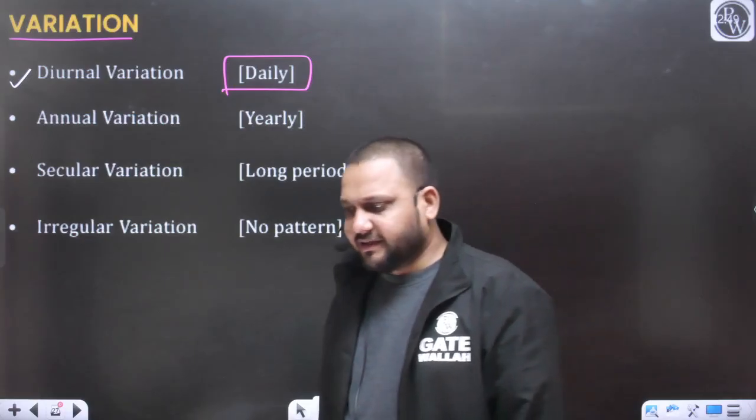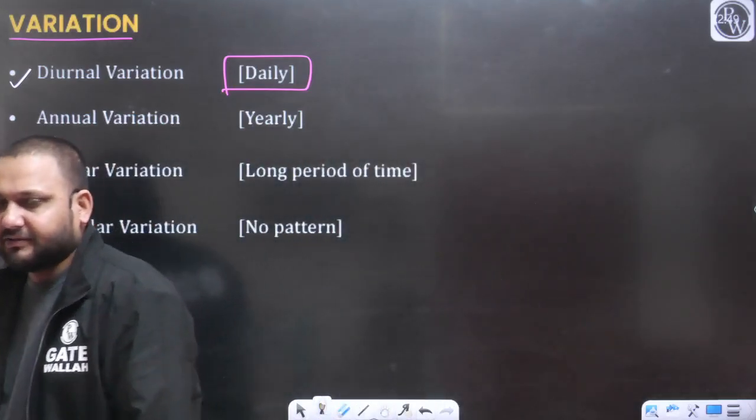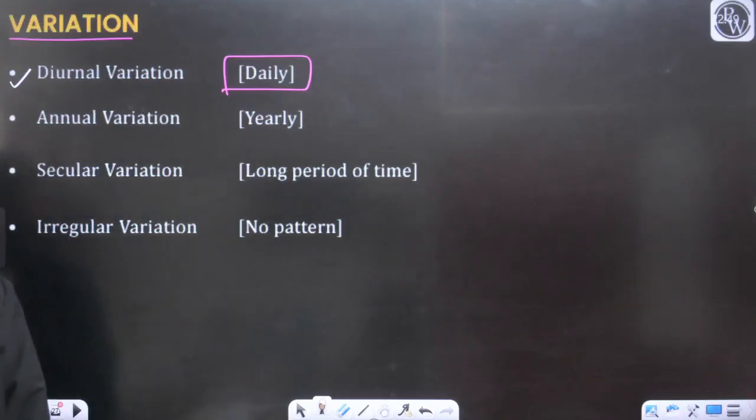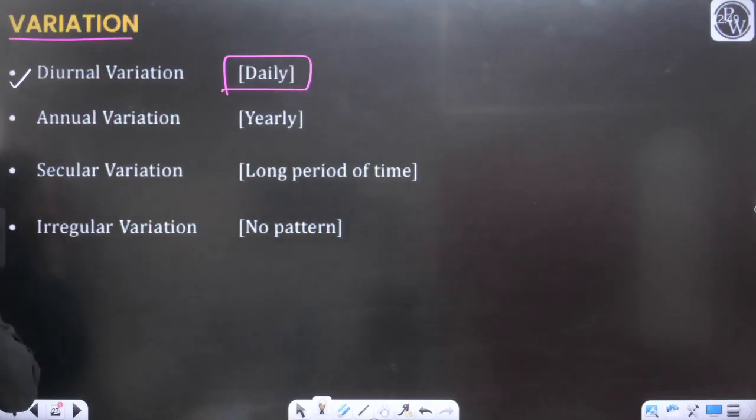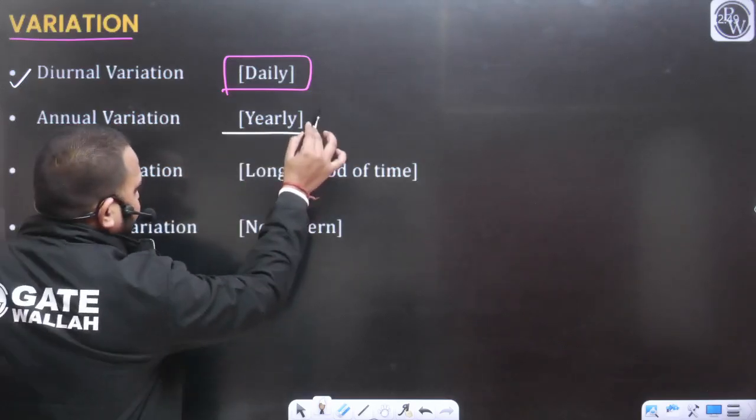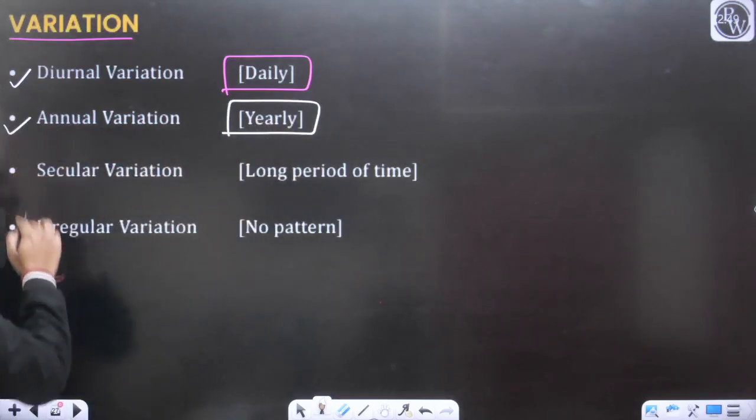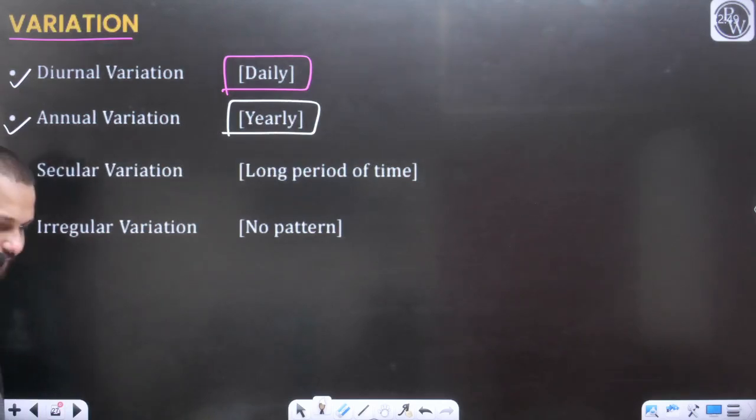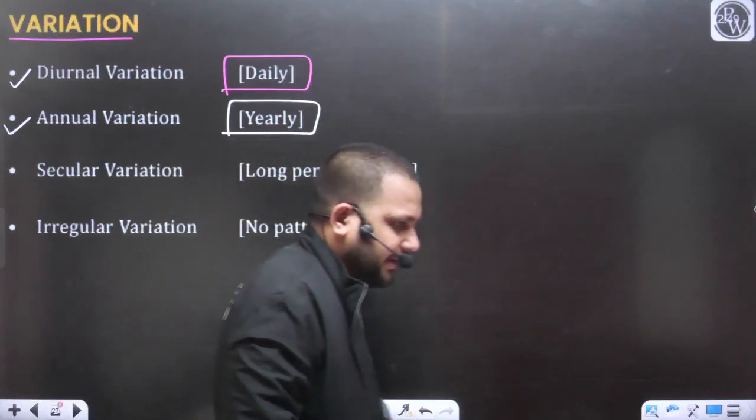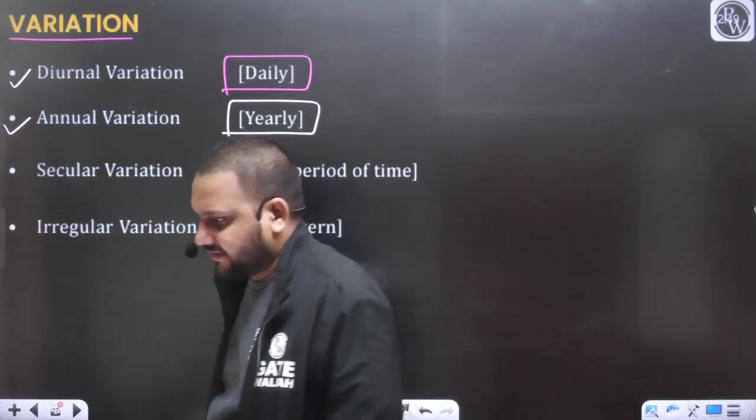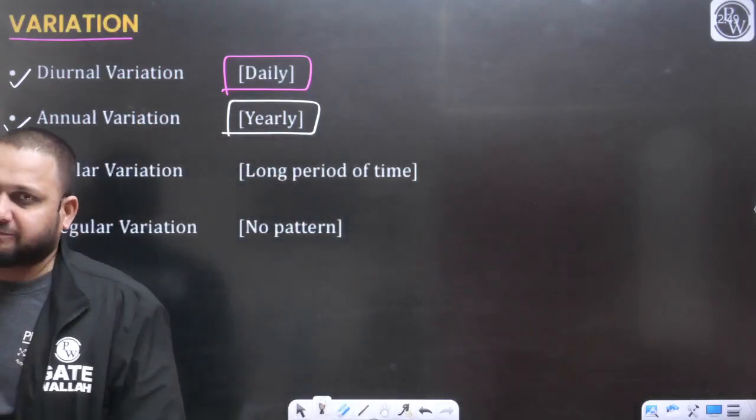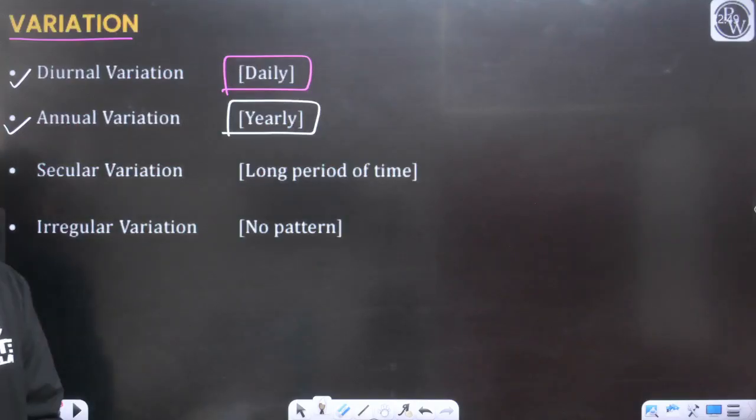So the variation that we are observing at any place on a daily basis in the declination will be considered as the diurnal variation. Some variation you will observe on a yearly basis, so for that we will use the term annual variation. So in a year, if there is any change in the declination at that place, that change we will consider as the annual variation.